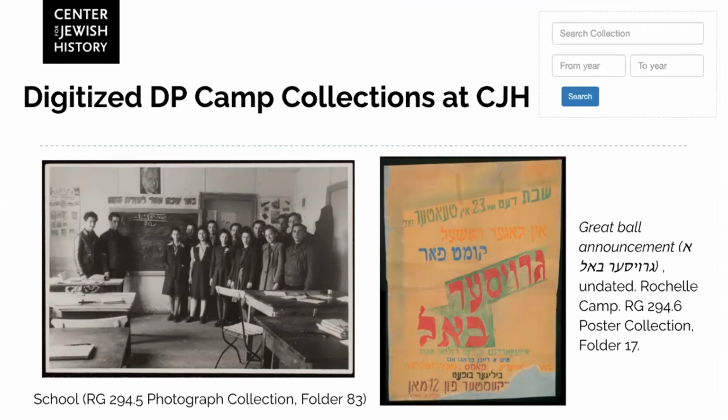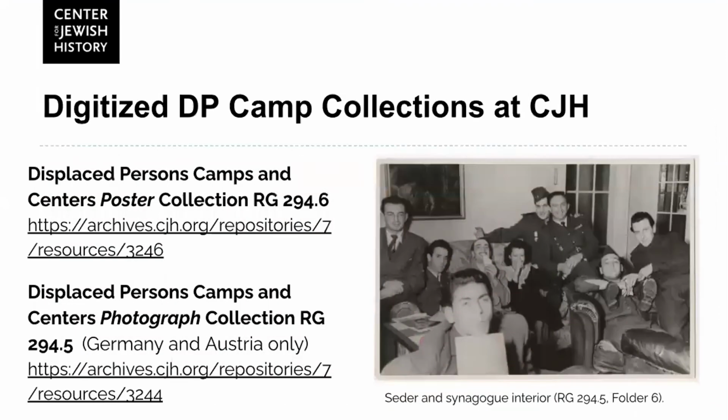For the photograph collection, there are no other categories beside country. It is best to search that collection by keywords such as wedding, school, or a Jewish holiday like Purim. Also, only photographs from Germany and Austria were digitized, not Italy.